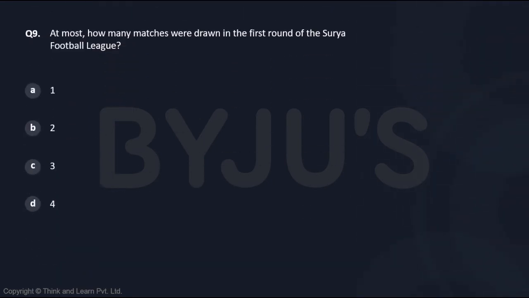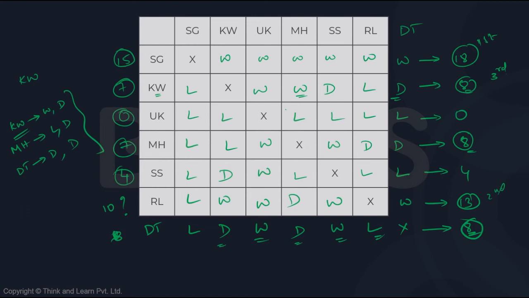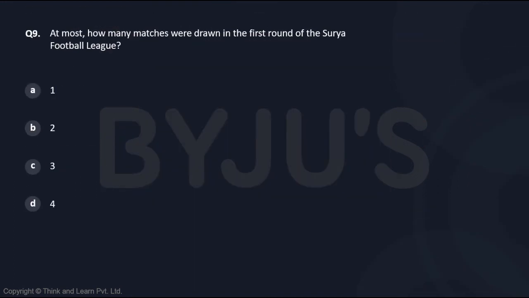At most, how many matches were drawn in the first round of the Surya Football League? And we know the correct answer for that. If you look at the table, we can see original table: 1 draw, 2, 3, 4. Total 4 draws, which means 2 matches. Remember, every match will give you 2 teams getting a draw. So 4 teams got a draw. So 2 matches ended in a draw. So that answer is option B. It's a simple one.